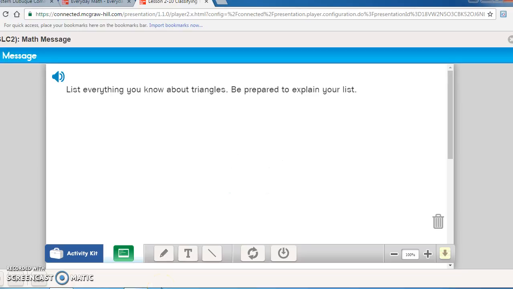On a sheet of paper, I want you to list everything you know about triangles. And then I want you to be able to explain that list. So if you need to, you can draw a triangle. And then I want you to write down everything that you notice. And then bring it back to me at the table and let me see what you wrote. Pause the tape now and do that, please.